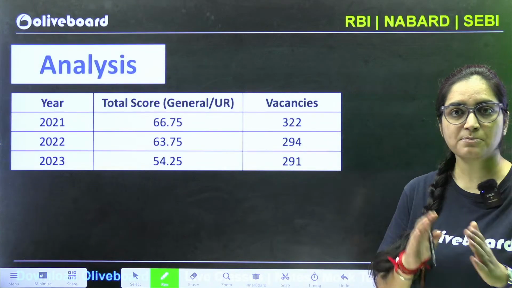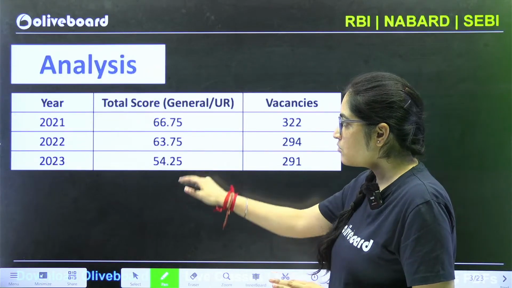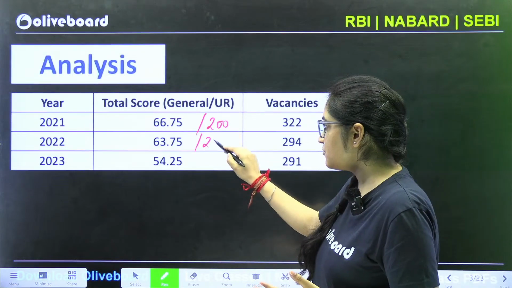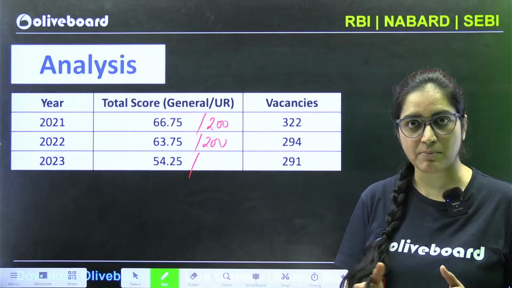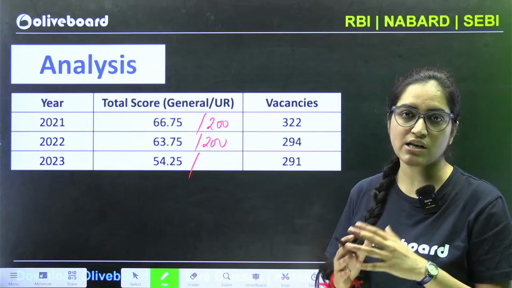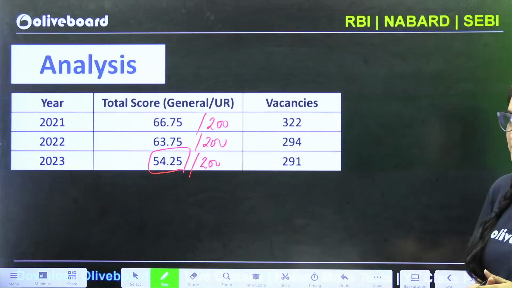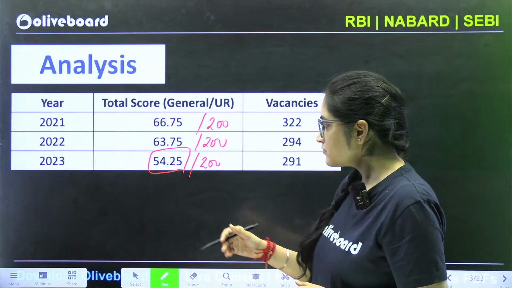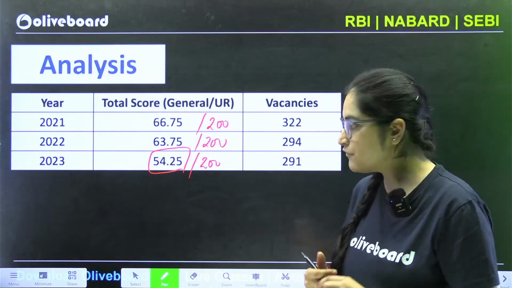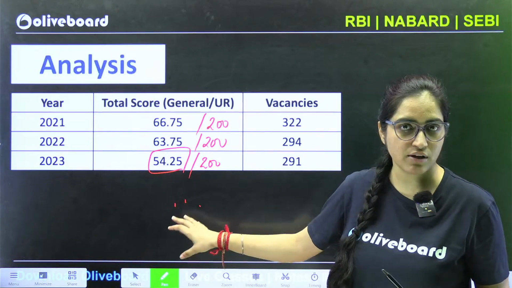Next, the analysis of past year cutoffs. The total score for 2021 was near about 66 out of 200. Then again 63 out of 200, and last year the paper was seriously tough. Your reasoning, quant and GA sections were above moderate level, and in that scenario the cutoff dropped significantly. But it's not even a 50% score that you have to gain. Even if you roughly score 30-40%, you are through in the exam. That's what the past year cutoffs signify.